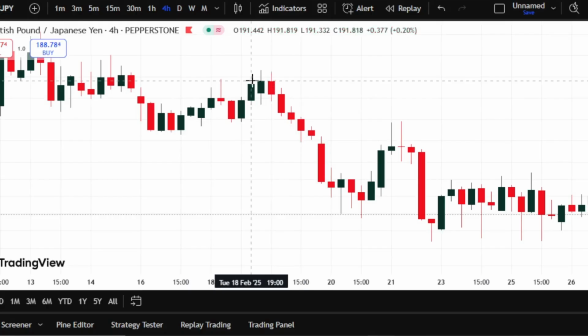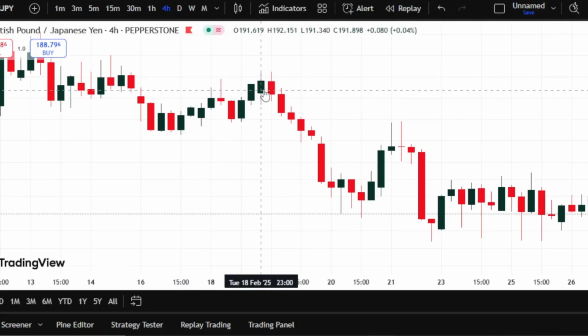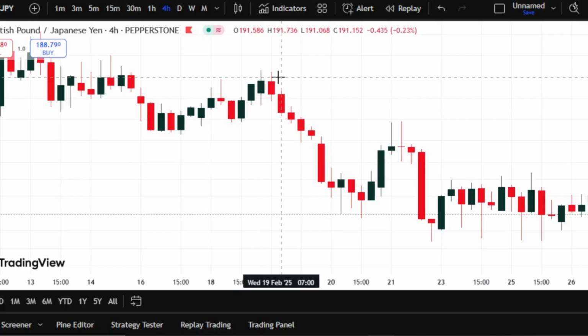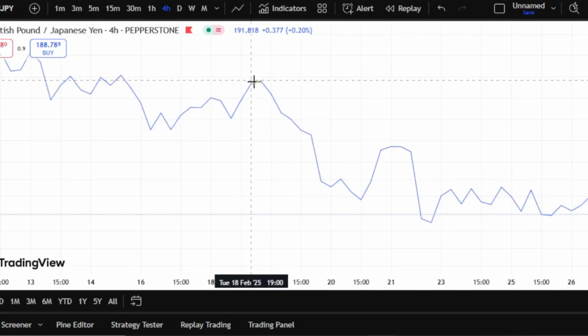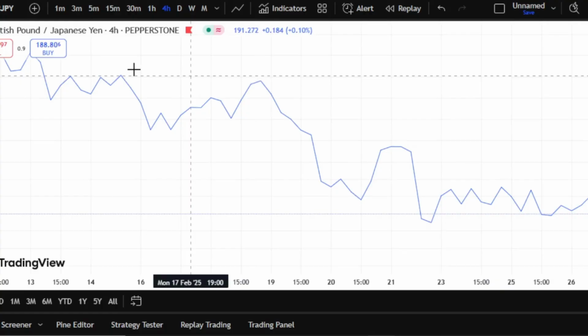If I switch to a line chart now, you discover that the shape you are going to see here is going to look typically like the shape of a capital letter A. Yes, you can see that here. So this is a typical example of A level.